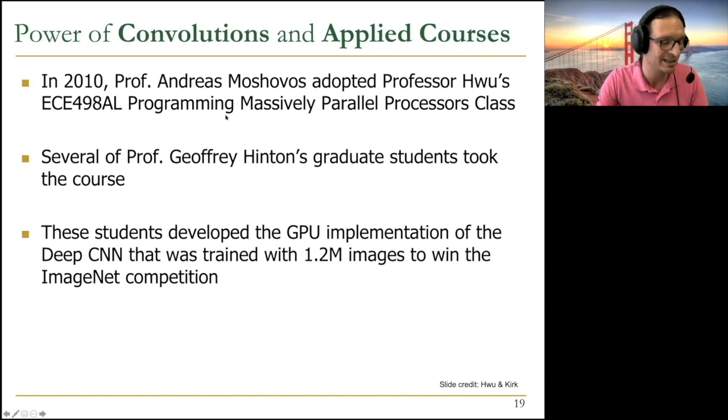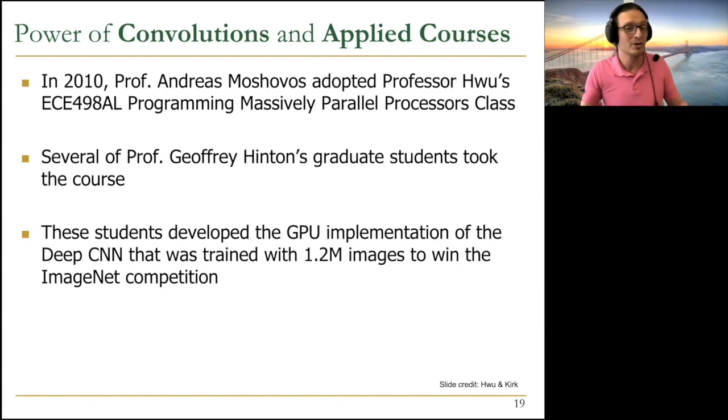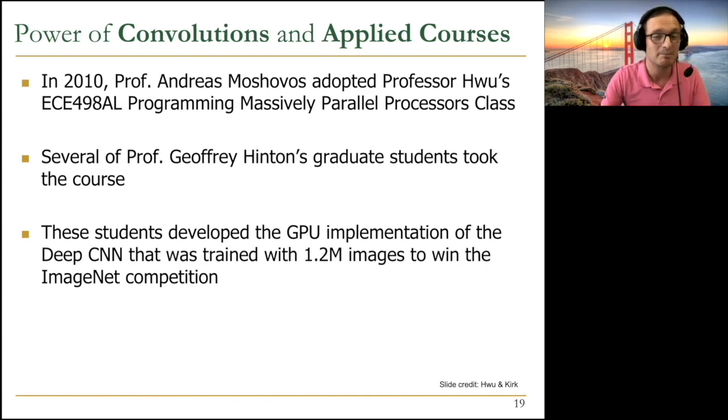In fact, here I would also maybe pitch in the importance of applied courses like the course you're taking and maybe other courses you may take. Essentially, applied courses are very powerful because students can actually do work and do research that can revolutionize computing. And that's essentially what happened at the University of Toronto in the early 2010s. Basically, GPUs were becoming very important, and there were professors who were teaching courses on how to program GPUs.